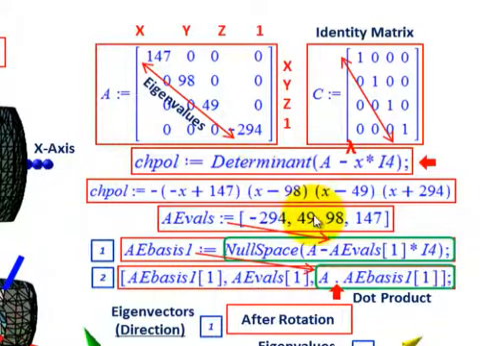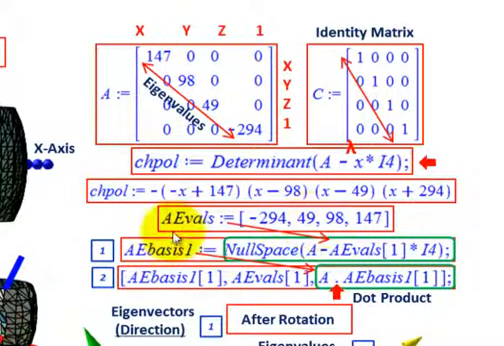Minus 294. Minus, or 49 here, 98, 147. And everything, remember, the rows and columns match. X, 147 times x here, that would be an x squared, and so forth. Okay, so we've just proven that out here.